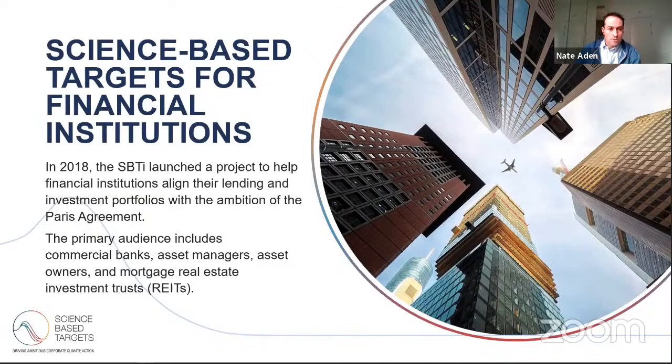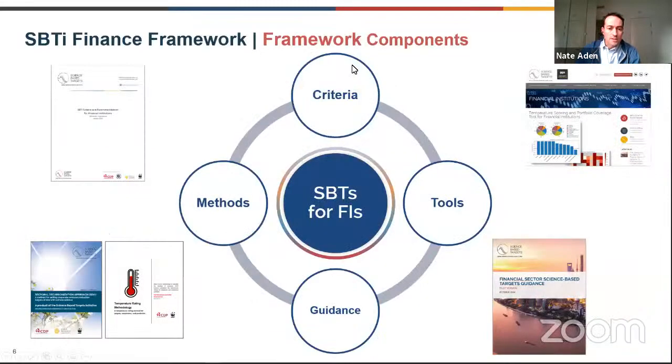So the next slide shows the four components of the framework. The first is a set of methods that we have developed and refined over the past couple of years for target setting. The second is a set of criteria that are specific to financial institutions for assessing their targets once they are sent to the Science Based Targets Initiative. And these targets cover Scope 1, Scope 2, and Scope 3 emissions of the financial institutions.